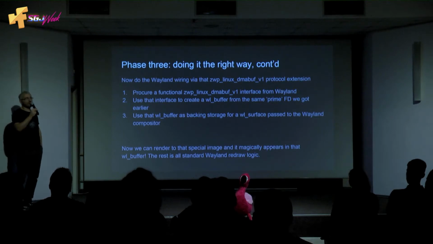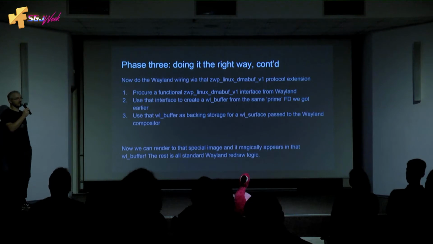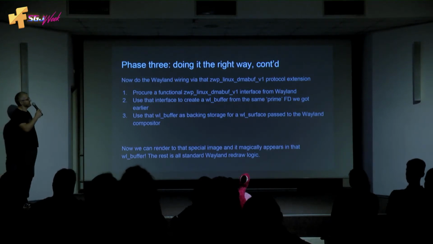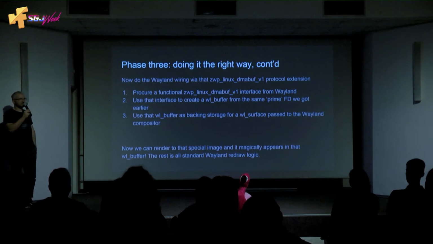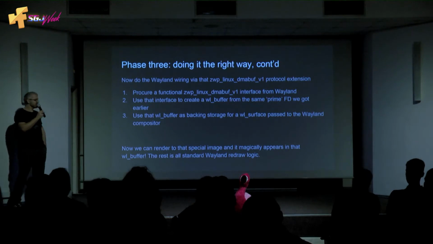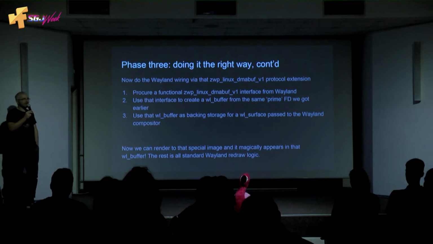Now, what do we do on the Wayland end? On the Wayland end, we have to use that interface that we read about in the ARC document to make sure that it's functional. We get that interface from the Wayland server. We use that interface to create a Wayland buffer from the same prime file descriptor that we used to create our EGL image from. And we use that Wayland buffer as a backing storage to a Wayland surface and pass that to the Wayland compositor. And everything from there on is just a standard Wayland frame loop or just a redraw function.